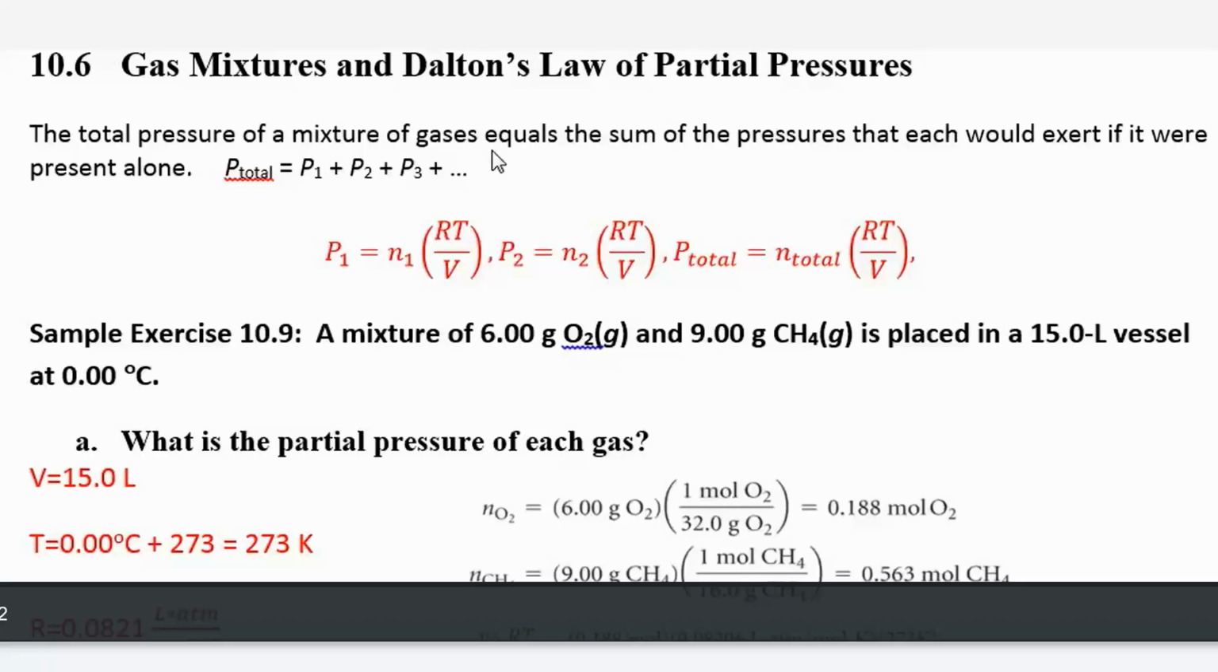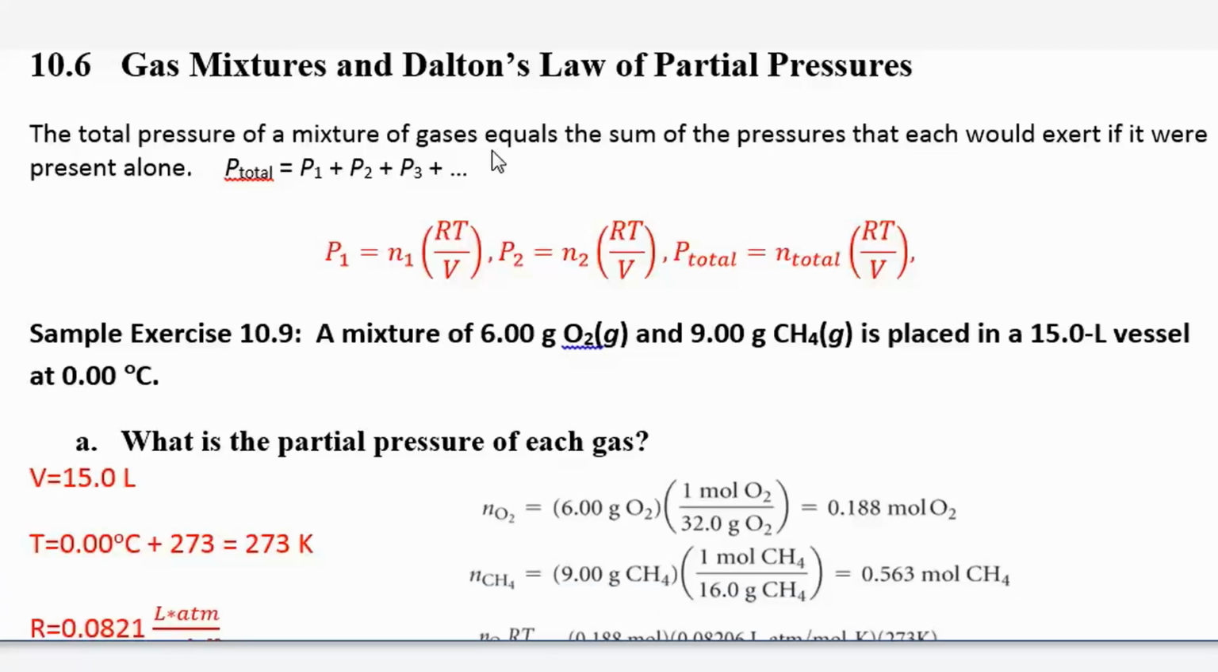So far we've only been considering one gas at a time. Now let's look at what happens when you have mixtures of gases. This is called Dalton's law of partial pressures. It turns out that if you look at the total pressure of a mixture of gases, it just equals the sum of the pressures of each gas individually.